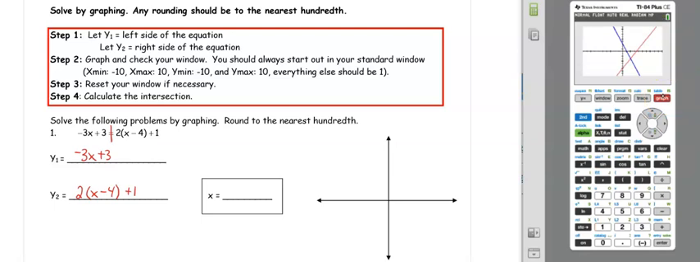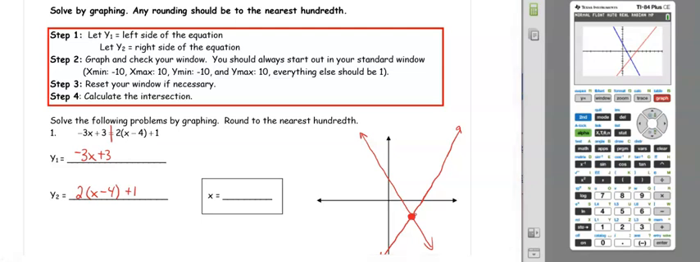So I want to draw a sketch on the coordinate plane that was provided. Make sure when you draw your sketch you add arrows because the lines are going on forever in both directions. I'm going to put a dot at the intersection point. Now we're going to use the calculator to find the intersection point.